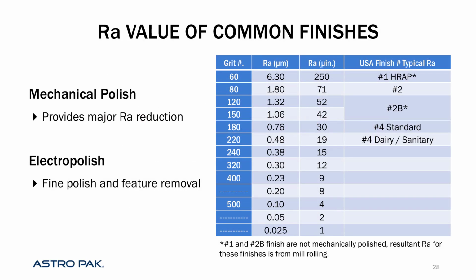We're going to skip this one. The grit sizes and the typical finish that you see, this is all pretty loose right here, but the major point is that your mechanical polish is going to give you the majority of the Ra reduction. It's going to be pretty smooth if you go to a high grit. The electropolish is a featureless surface.